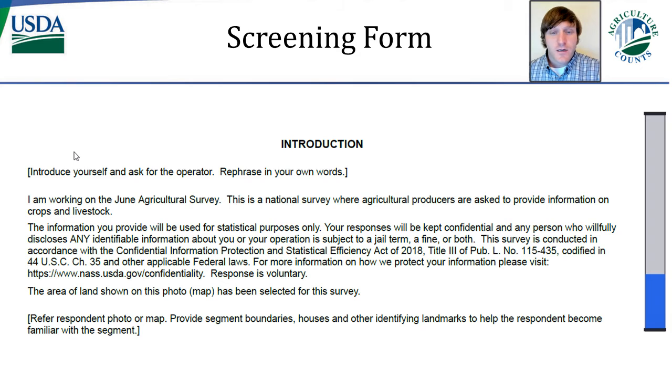Before you begin contacting potential operators in a segment, you should spend some time thinking about how you want to introduce yourself to a respondent, explain what you're doing, and why you are interviewing them. If you're not able to reach anyone by phone, you cannot simply skip the interview. Be sure to review the callback procedures in the interviewer's manual.